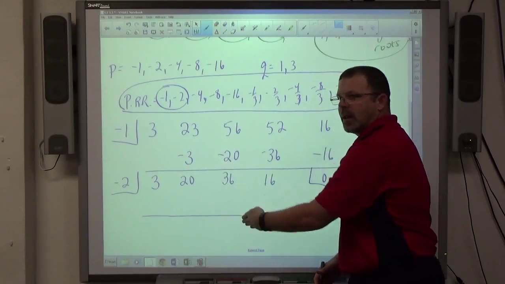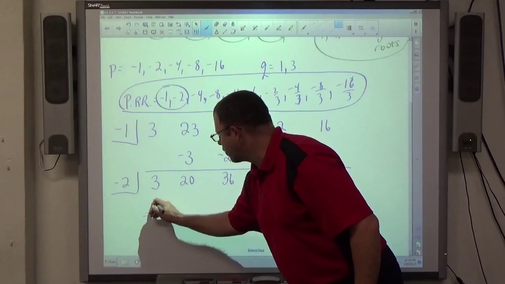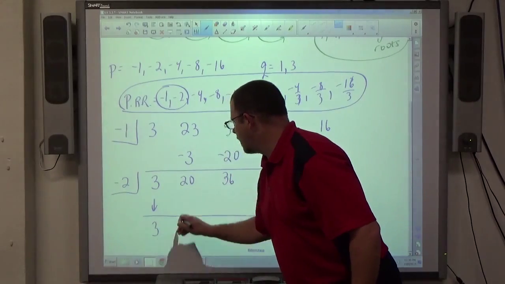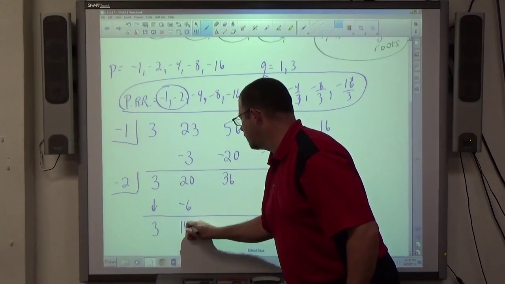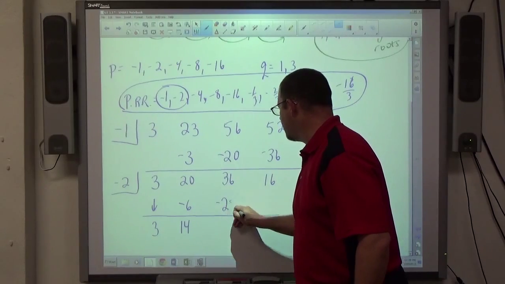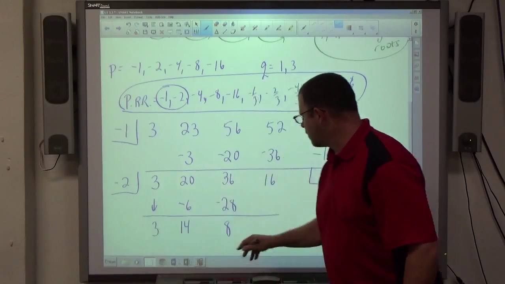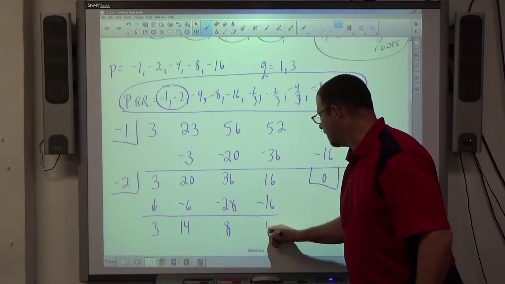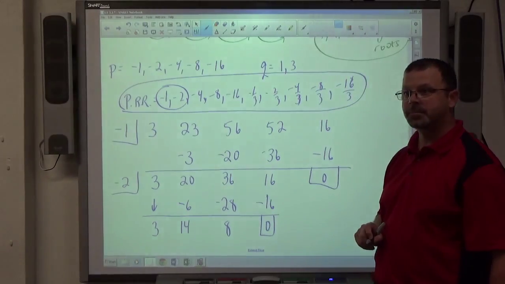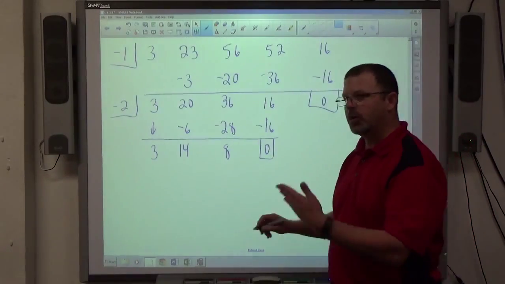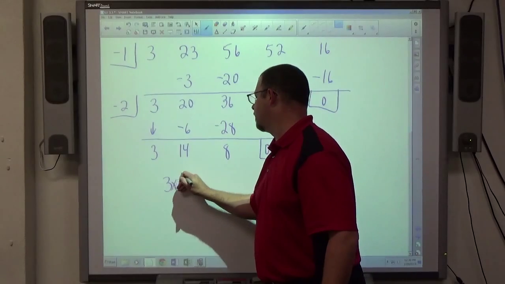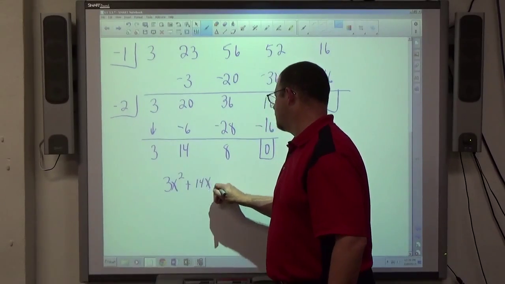I'm going to reduce the next one down to a quadratic. Bring the 3 straight down. -2 times 3 is -6 plus 20 is 14. Times -2 is -28 plus 36 is 8. Times -2 is -16 plus 16 is 0. Remainder is 0, right? That gets me down to a reduced polynomial now of 3x squared plus 14x plus 8.